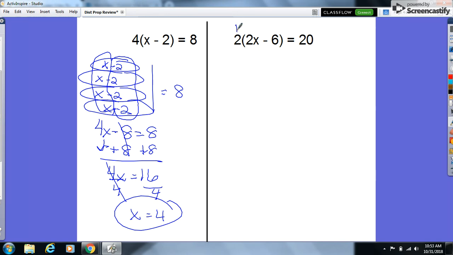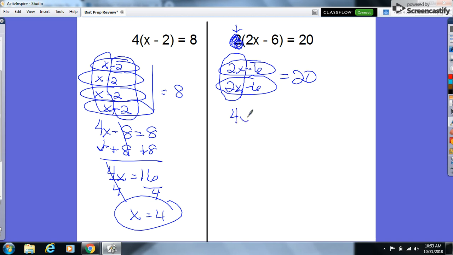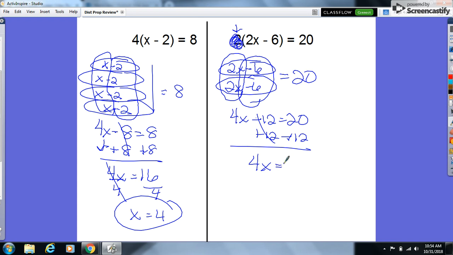Same thing over here. 2 groups. 1, 2. Here's where a lot of students get tripped up. This is not an x. This is a 2x minus 6. And that equals 20. Put these two x's together, 4x. Put these minus 6's together, minus 12 gives me 20. Be really careful here. Add 12 to both sides. 4x equals 32. Divide by 4. X equals 8.